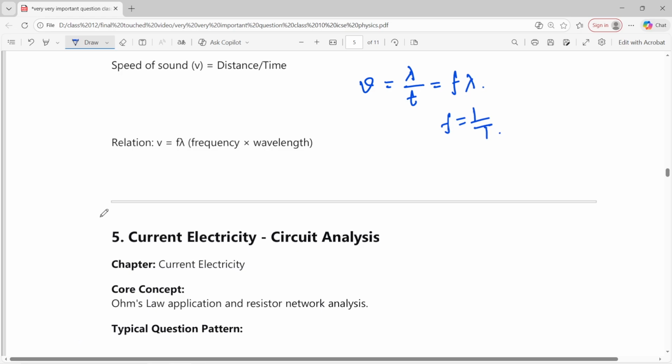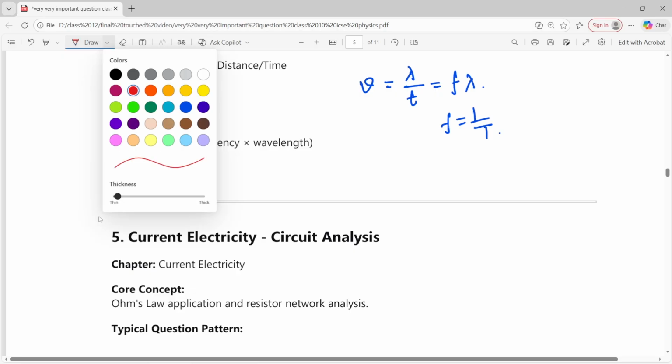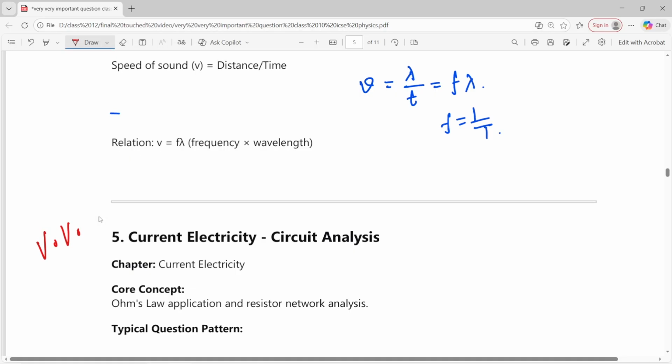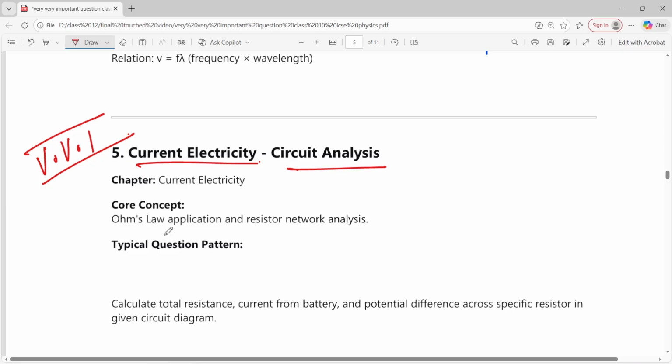Next, a very, very important chapter: Current, electricity and circuit analysis. That's a very, very important chapter. Concepts: Ohm's law application, resistor network analysis. Network means here two types of network, series and parallel. These two are very important here.